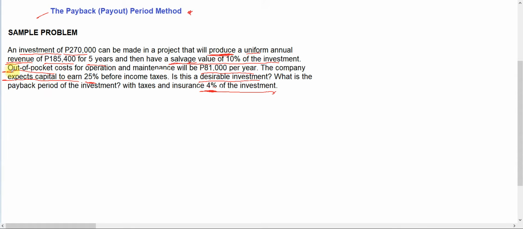Out-of-pocket means it comes from your own pocket. It is a cost, an expense of the investment. So it has additional cost for operation and maintenance. Of course, we need that to keep the investment running. The operation and maintenance of that investment is 81,000 pesos per year.